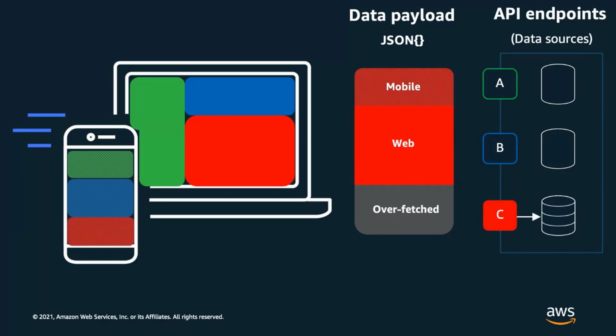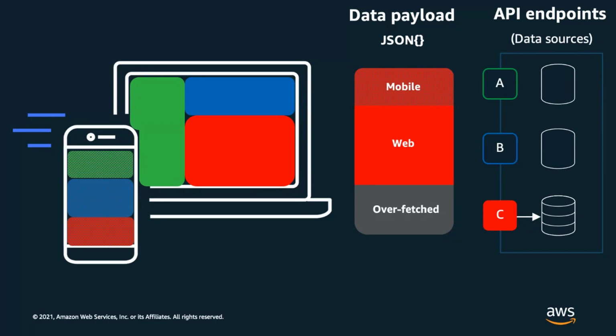Finally, I may have a main part of my screen, the one in red, that I need to populate. So again, I'm going to call the endpoint C, and now my data is fully loaded in my application. And now my application users can interact with the full data set.